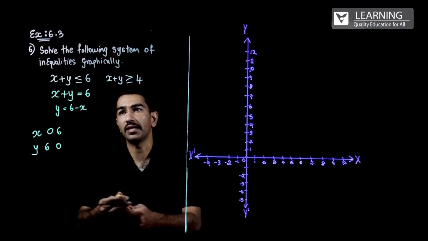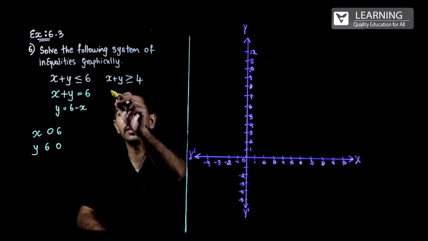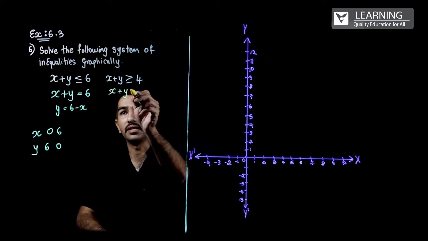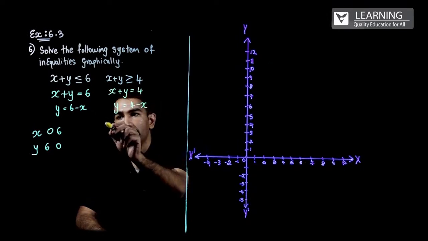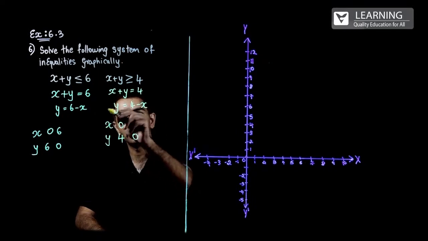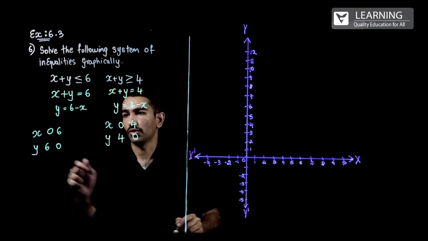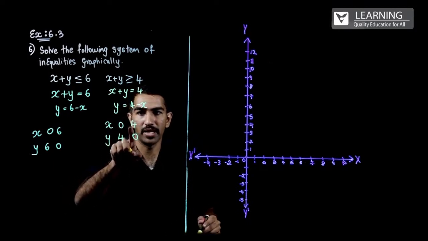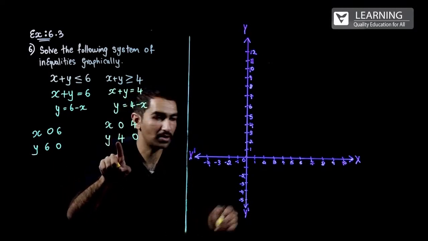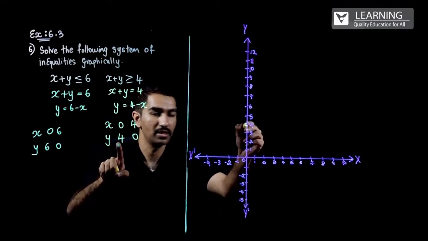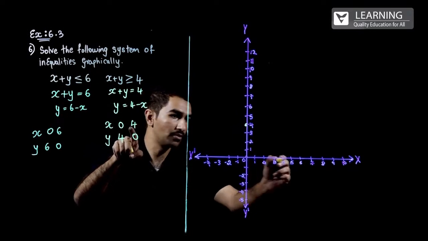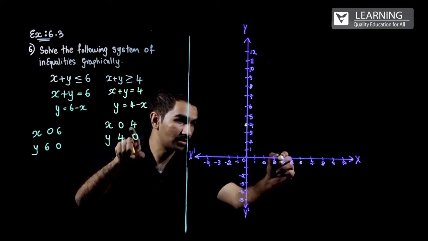On this side we'll start the same thing, greater than or equal to is given. So we'll take x plus y is equal to 4 and y is equal to 4 minus x. So draw x and y, put x is equal to 0 first. What is y? 4. Now put y is equal to 0. What is x? 4. Enough. So we'll draw these points. x is equal to 0, y is equal to 4 is one point. y is equal to 0, x is equal to 4 is another point here.